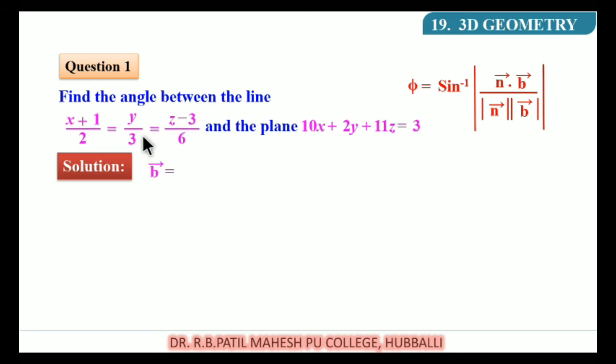First we should write the value of b vector. We get it by taking the direction ratios, which are in the denominators here. So b vector is equal to 2i plus 3j plus 6k. Now the normal vector, from the equation of the plane, we can write as 10i plus 2j plus 11k. By using these two, we can find the angle between the line and the plane.